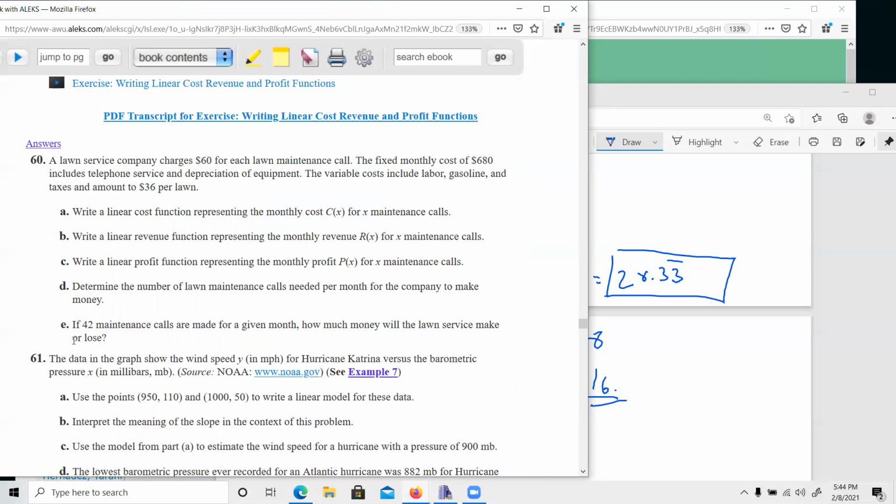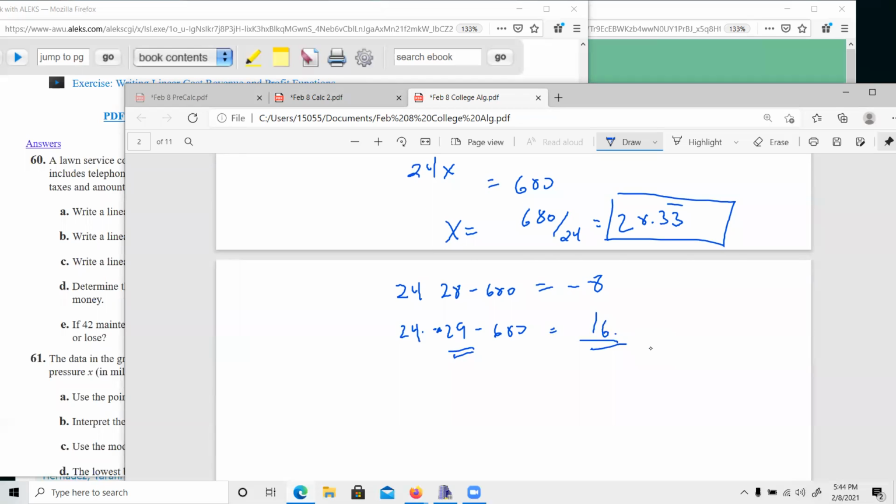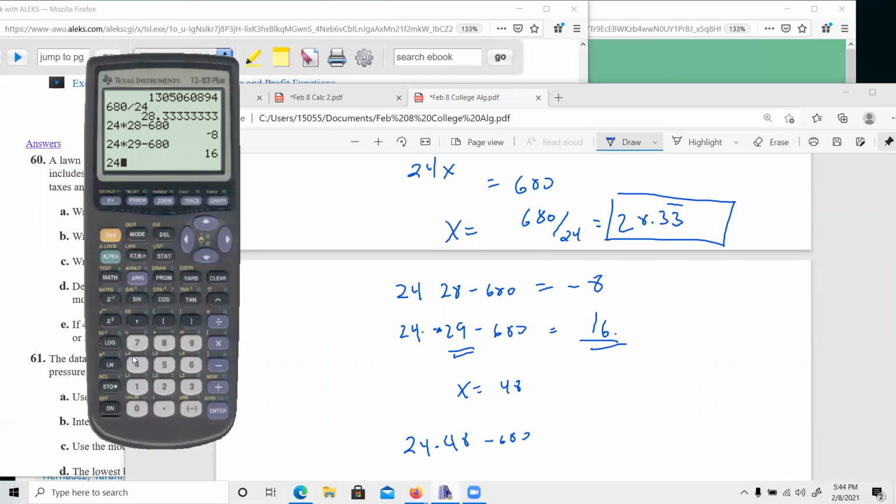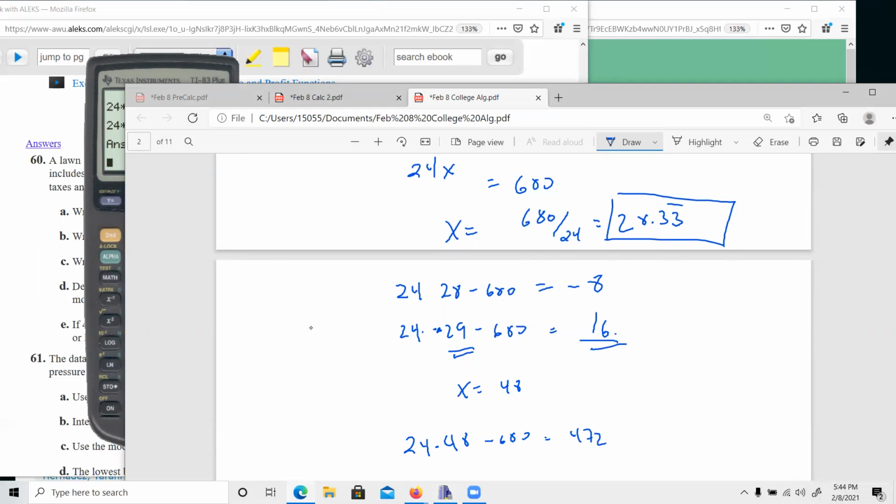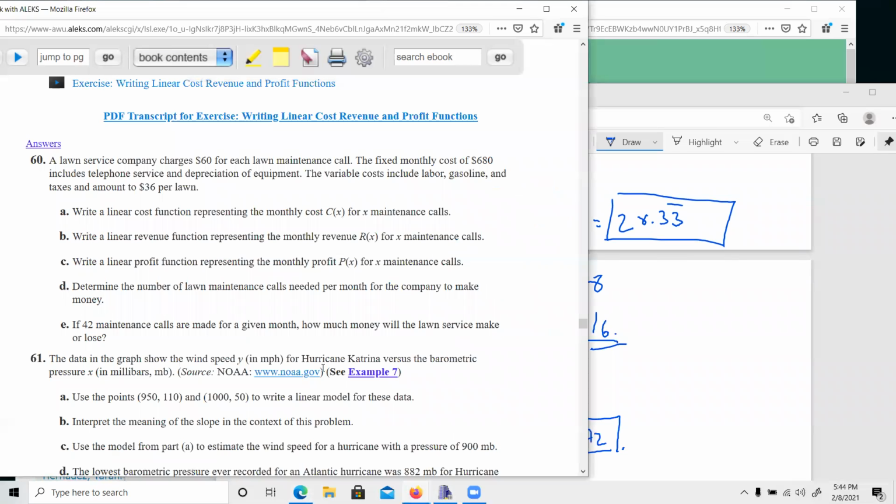And then last one, if 42 calls are made, how much money will the lawn service make? And all you have to, right, we're just going to type in, right? In this case, let x equals 48. So 24 times 48 minus 680. Okay, not going to be too bad here. So that month we would have made 472. Okay, so great. All right.